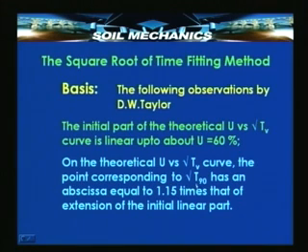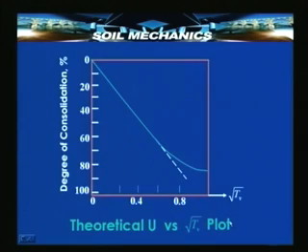The point corresponding to root of T90 is found to have an abscissa of 1.15 times that corresponding to the extension of the initial linear part. Let us take a look at the curve again. See, the point corresponding to 90% consolidation here is found to have an abscissa which is 1.15 times that of a corresponding point on the line extended here, and that is a basis for determining CV.